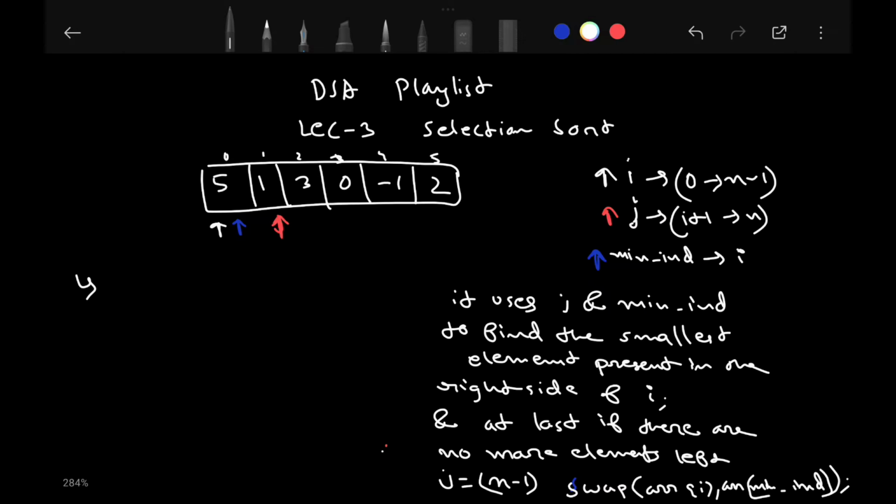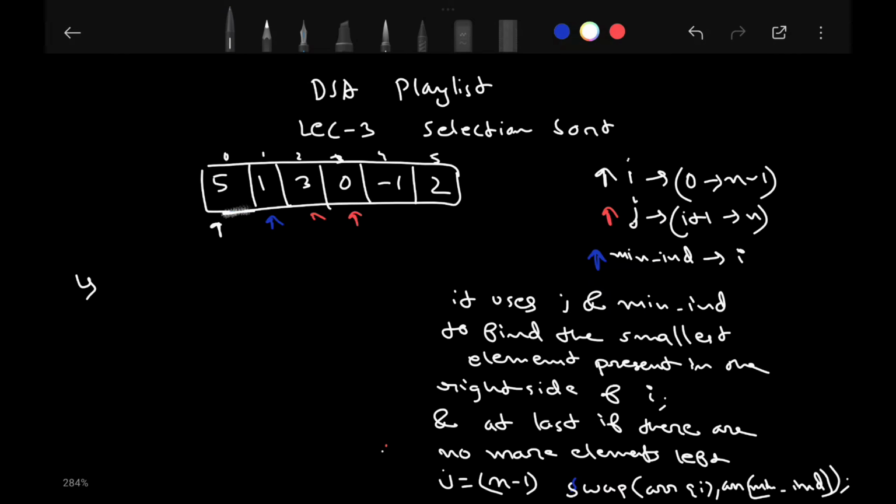Okay, now let's see. So tell me, j is pointing towards 1, and we need to find the smallest element on the right side of i, right? So what is the smallest element at the right side of i? 1 is smaller than 5. Very good. Increment j. If 3 is smaller than 5, yes, increment j. And our min index will be pointing towards the smallest element right now. So it will be pointing towards here, that is 1, because until now this is the smallest.